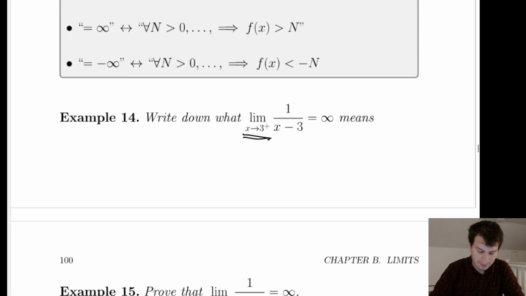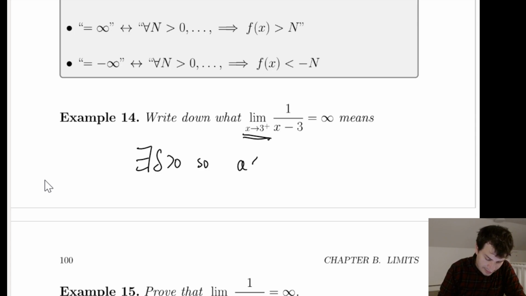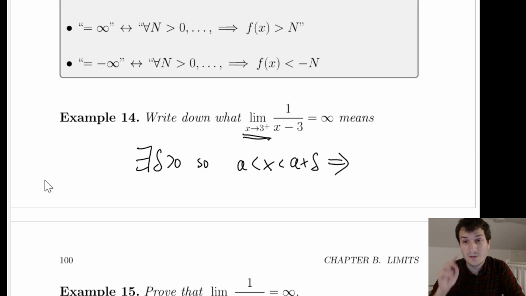So let's write that down. There exists delta greater than 0, so a less than x less than a plus delta implies something. This is saying when the x values are a little bit larger than a, but close enough, close within delta, then something is going to happen. And the other part is equals infinity.